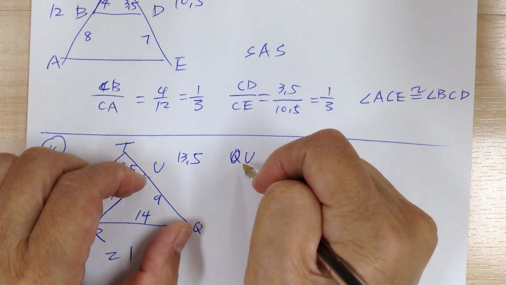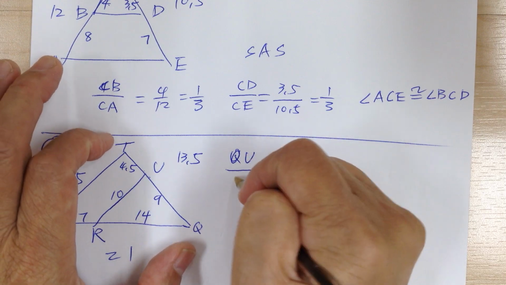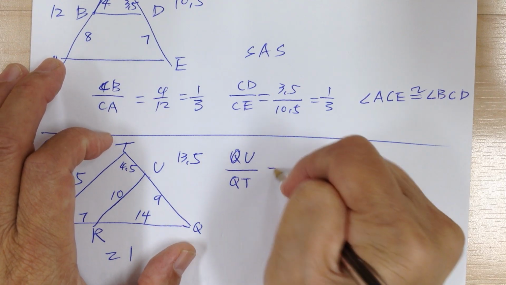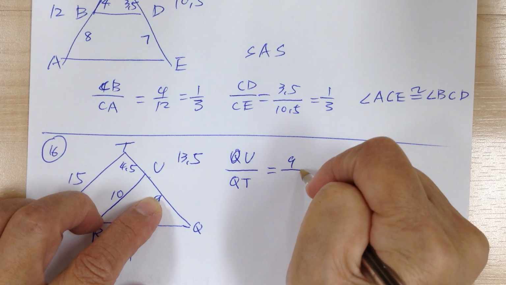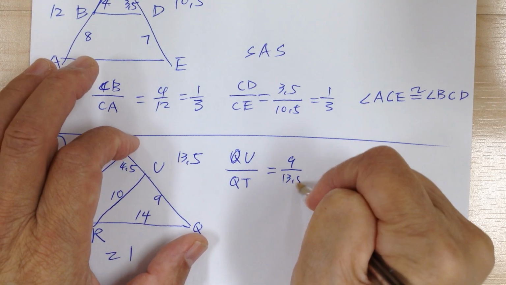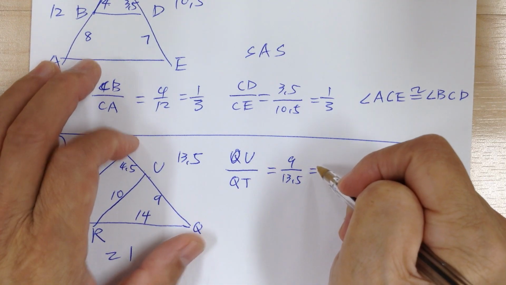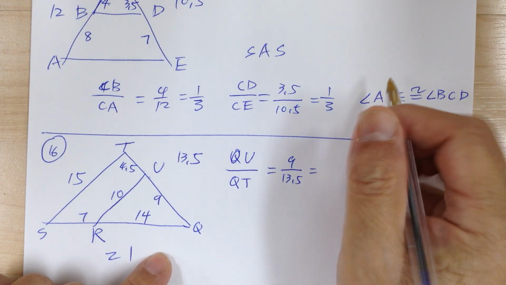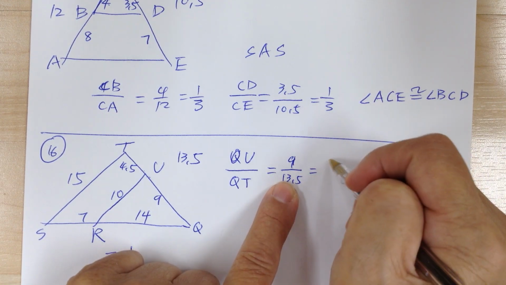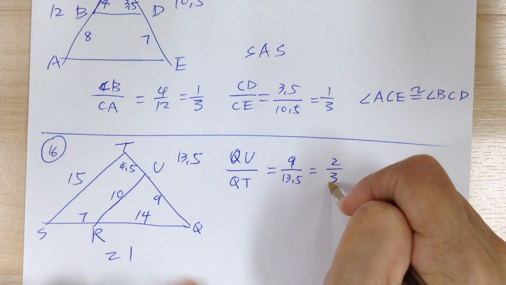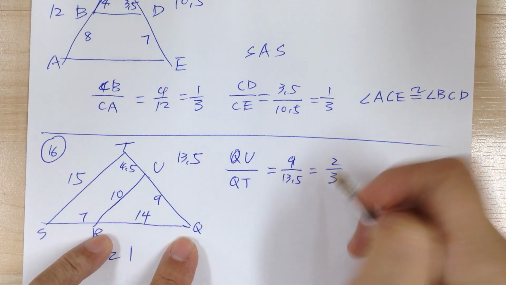QU, so small triangle over the big triangle, equal to 9 over 13.5. And if you reduce, if you divide by 4.5, you're going to get 2 over 3. Okay, so that's this side. Now let's go and do this side over here.